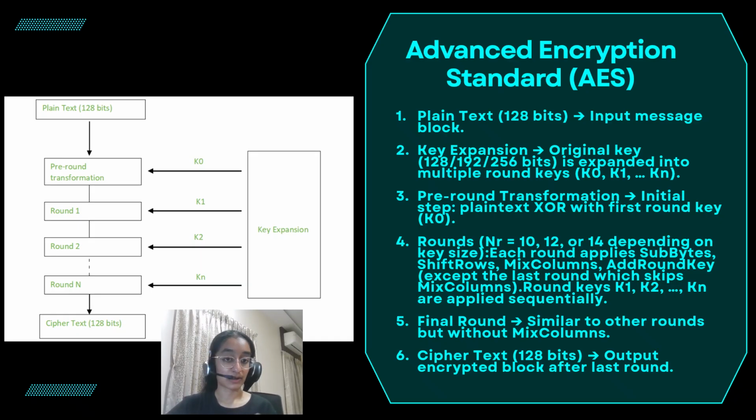And next is the final round. It is the same as the main rounds, except MixColumns is skipped. The steps are SubBytes, then ShiftRows, and then AddRoundKey. This is how AES works.